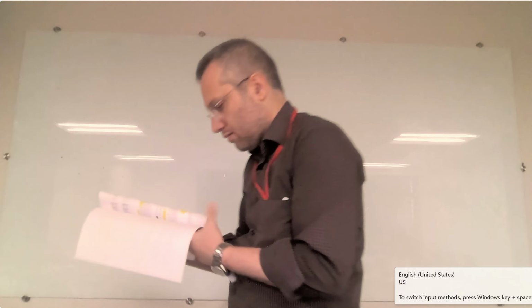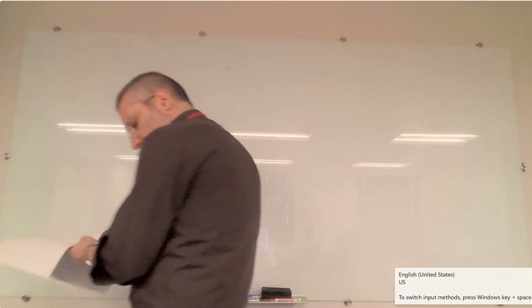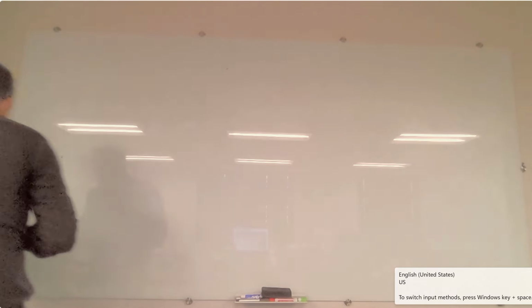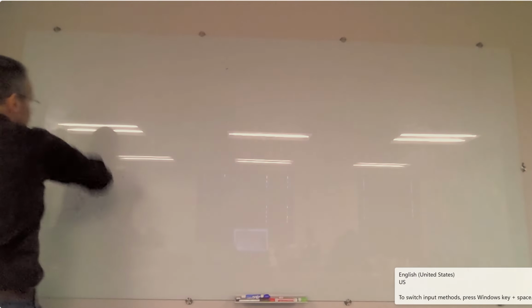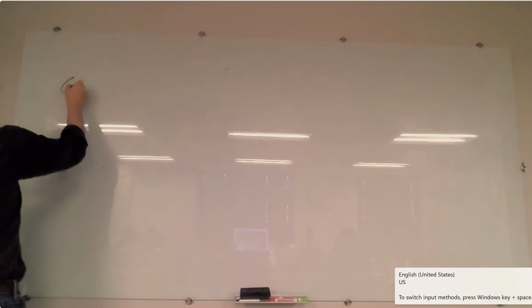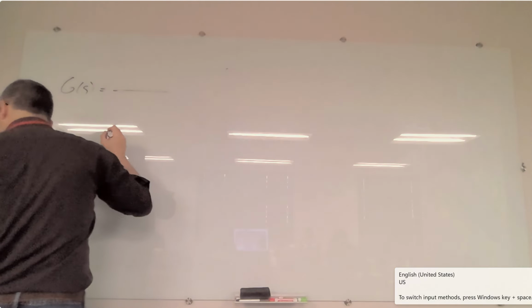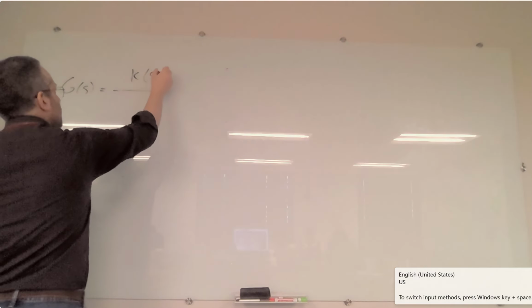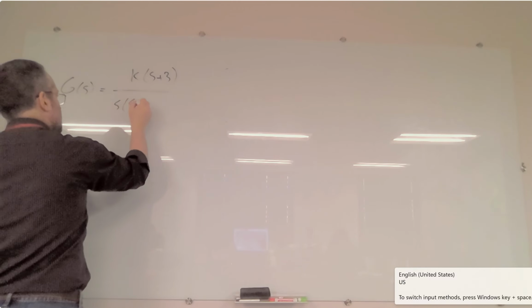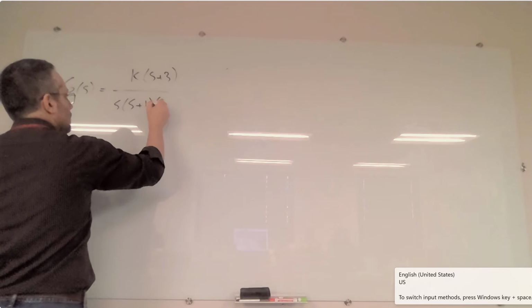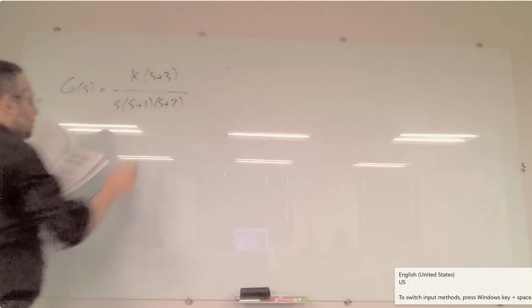What was the example that we had? Okay. Let's say I have an example where my transfer function G of s is K times (s plus 3) over s times (s plus 1) times (s plus 2). This is my transfer function.